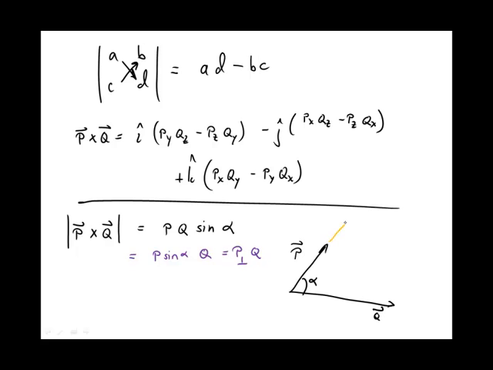Or if I extend p out, I can drop a component of q perpendicular to p, then the sine of alpha in this case equals q perpendicular, the opposite side, over the hypotenuse. And so the magnitude of p cross q then is p q sine alpha, which is p times the component of q perpendicular to p.